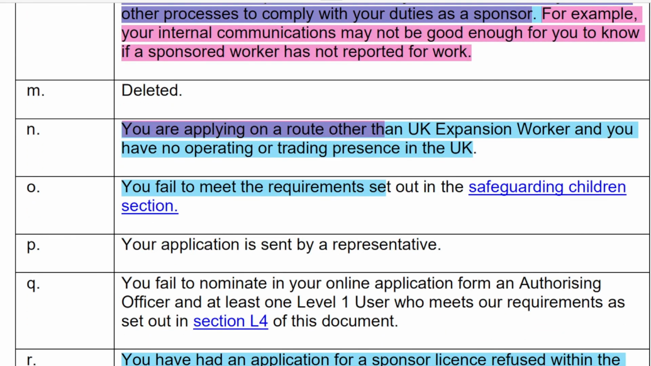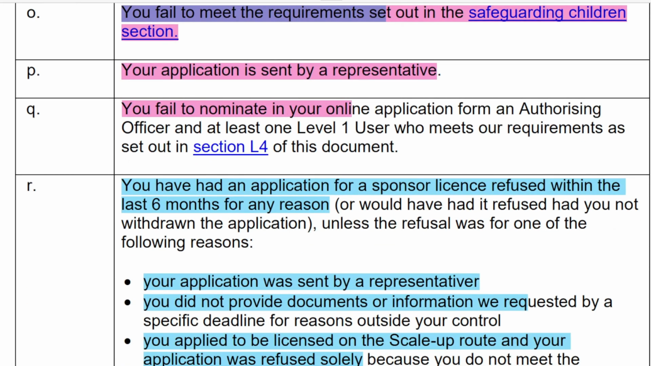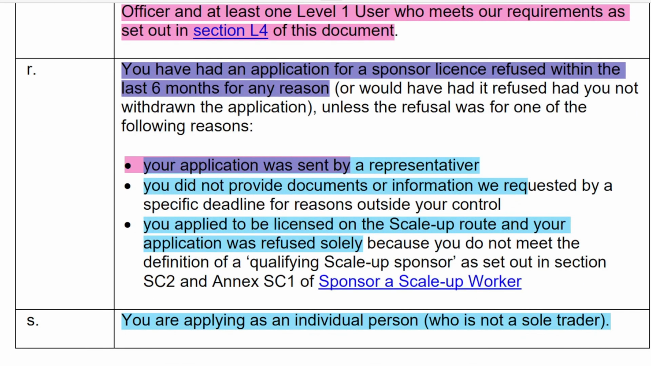You are applying on a route other than UK expansion worker, and you have no operating or trading presence in the UK. You fail to meet the requirements set out in the Safeguarding Children section. Your application is sent by a representative. You fail to nominate in your online application form an authorizing officer or at least a level 1 user who meets the requirements as set out in section 4 of this document. You have an application for a sponsor license refused within the last 6 months for any reason. Your application was sent by a representative. You did not provide the documents we requested.